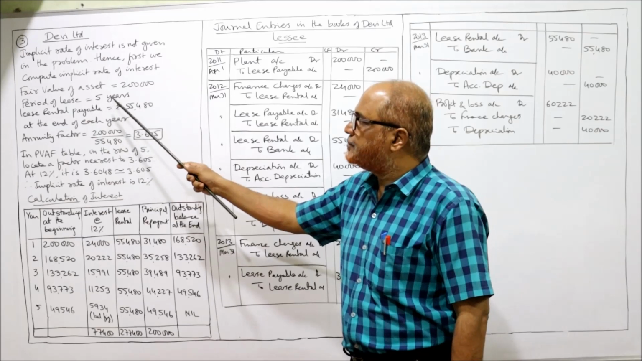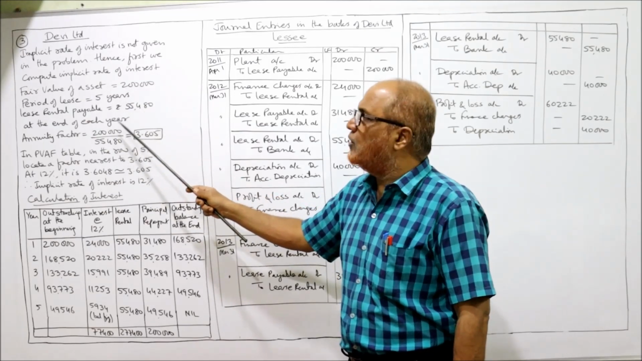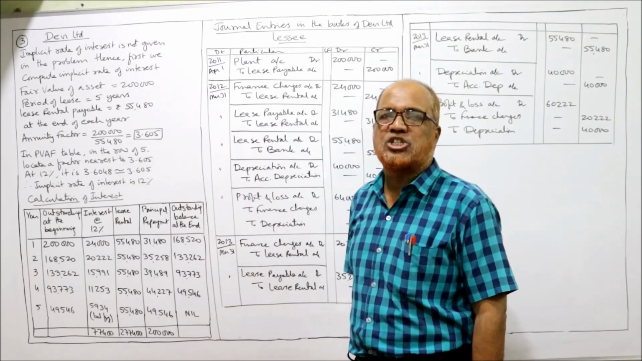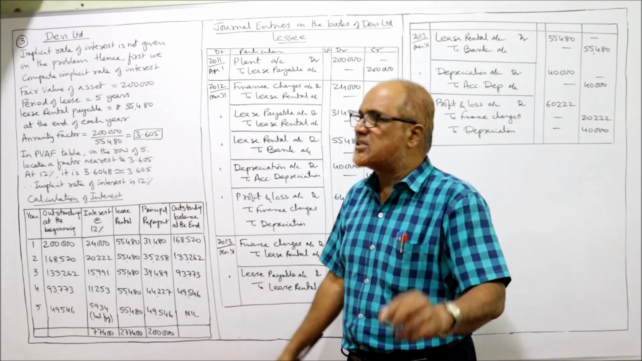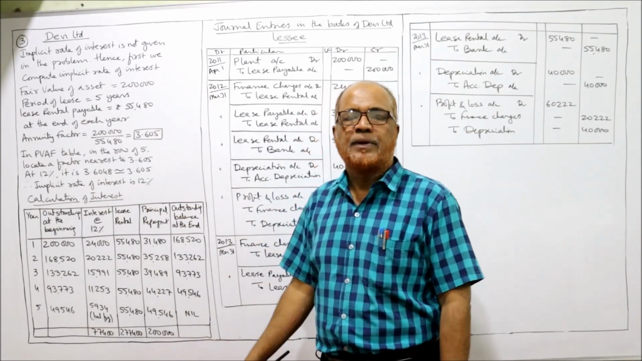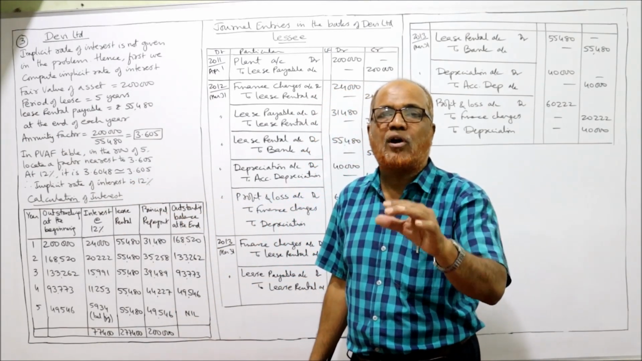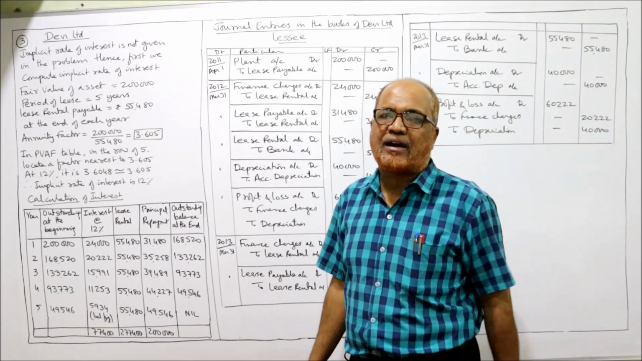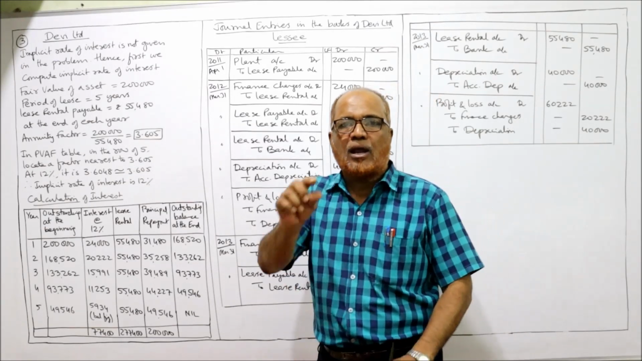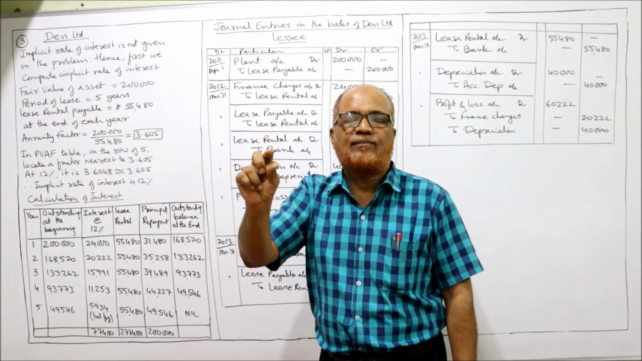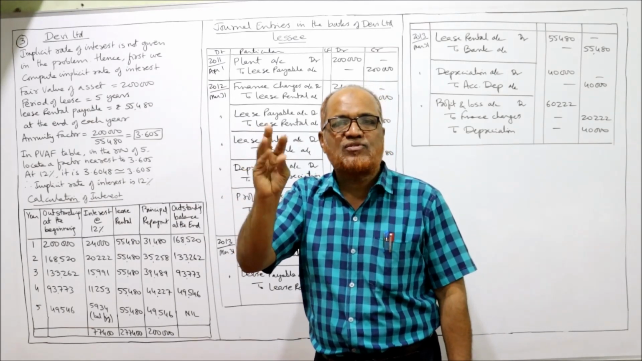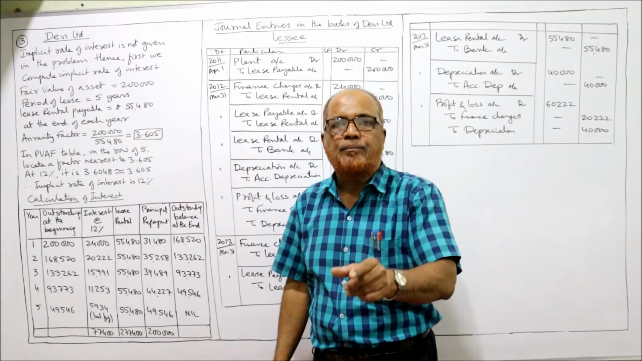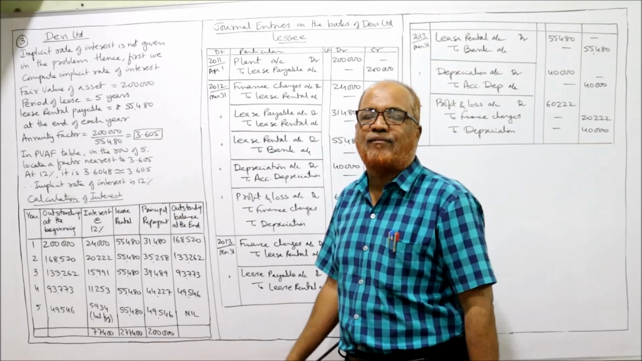What is the fair value? Fair value 2 lakh. Annual lease rental 55,480. So 2 lakh divided by 55,480 is 3.605. 3.605 is the annuity factor. Now we have to locate it in the PV of annuity table. Take out the present value of annuity factor table. In that table, in row 5, because the period of lease is 5 years, see in which column this value 3.605 falls.